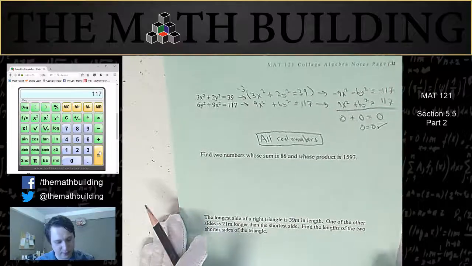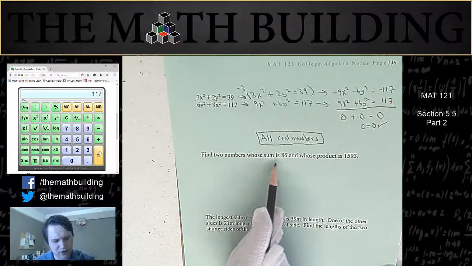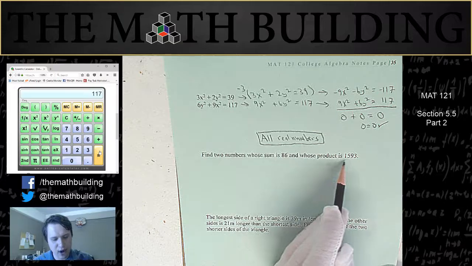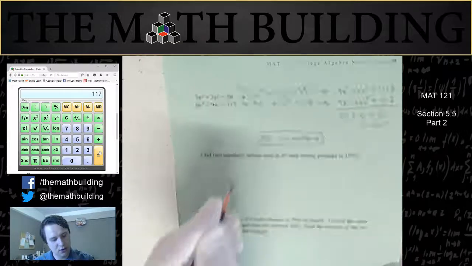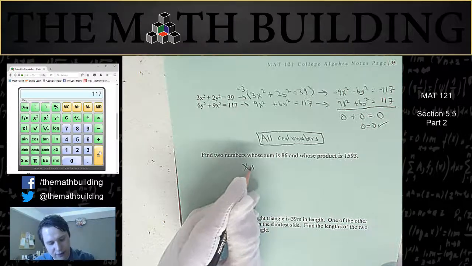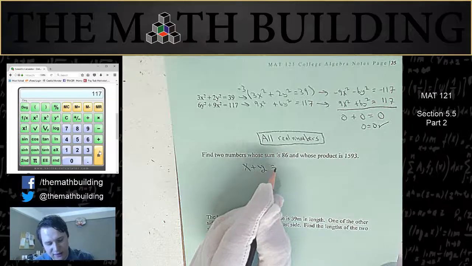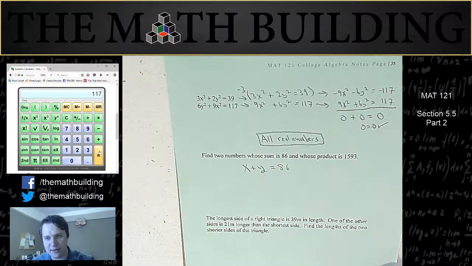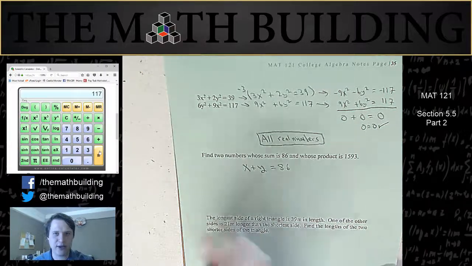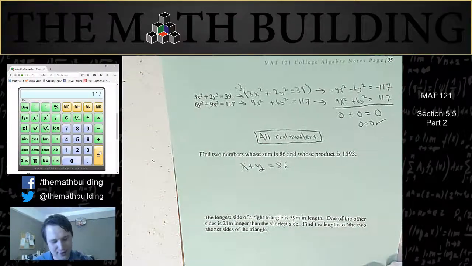Let's solve this next one. Find two numbers whose sum is 86 and whose product is 1593. Well, if we have two numbers and their sum is 86, that means x plus y is equal to 86. And you don't have to use x plus y. You can use your initials or whatever letters you want.